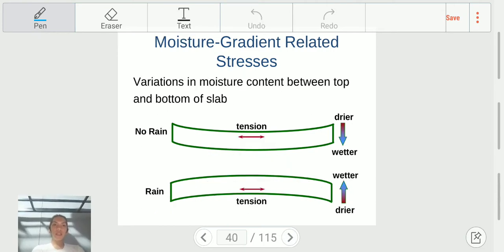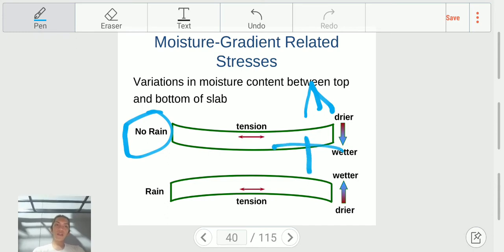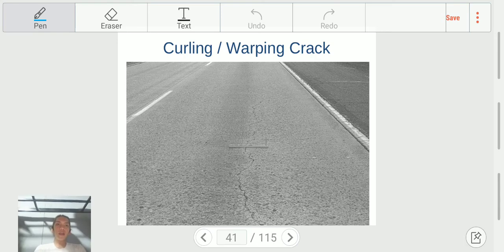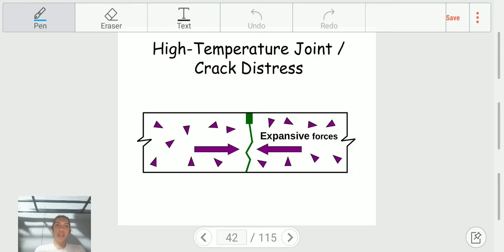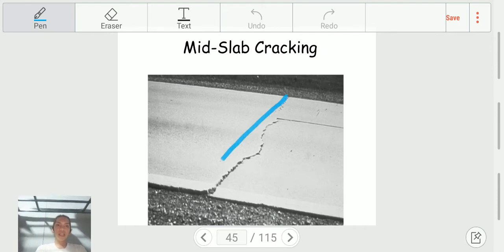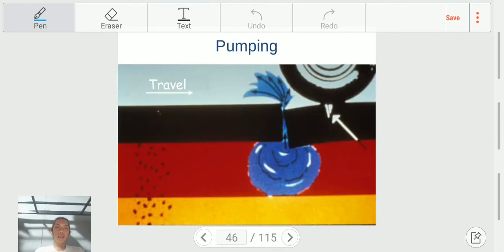Moisture gradient related stresses are the variation in moisture content between the top and bottom of the slab. When there is no rain, it is drier on top and wetter at the bottom. When it rains, there is tension: wetter on top because it gets rained on, then drier at the bottom. This causes curling cracks or warping cracks. Then high temperature joint cracks, distress, expansive forces, and joint spalling. Mid slab cracking is where the crack appears at the middle of the slab.